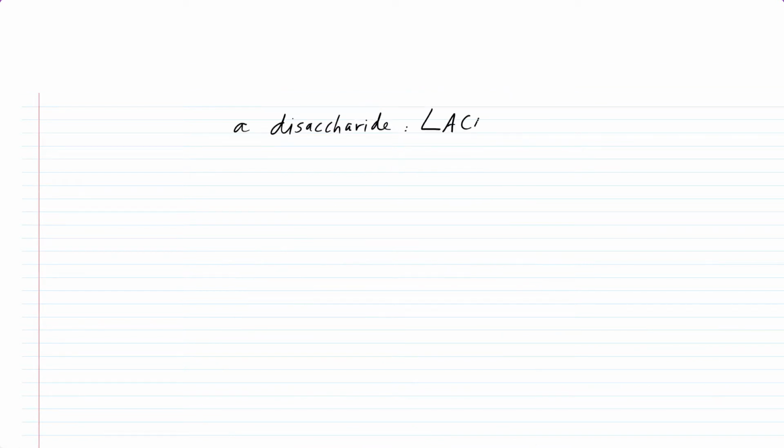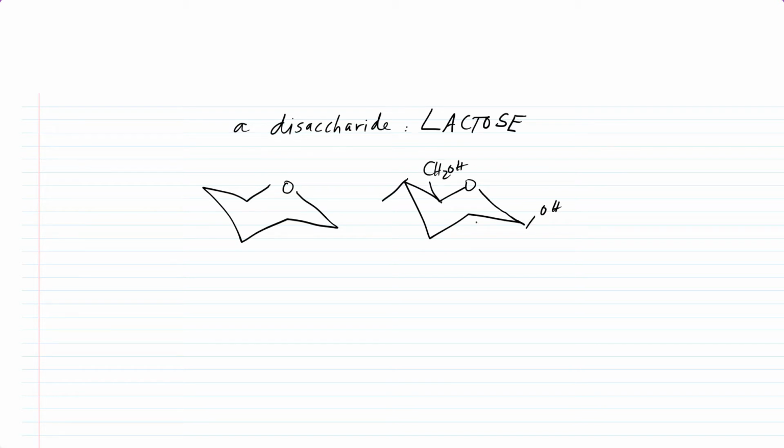A disaccharide is formed by two monosaccharides. Lactose is a famous one. It is formed by two monosaccharides, glucose and galactose.